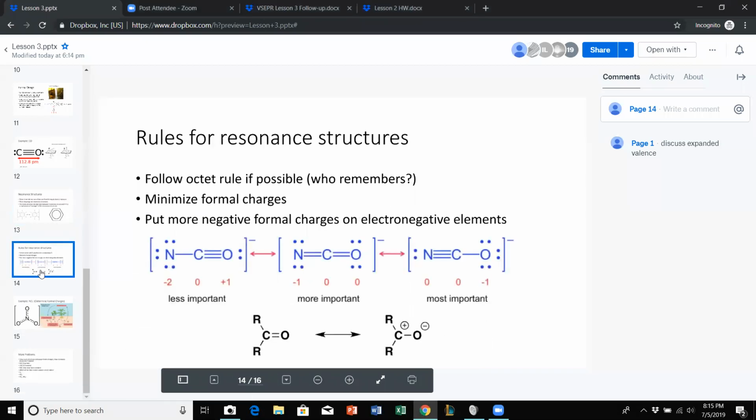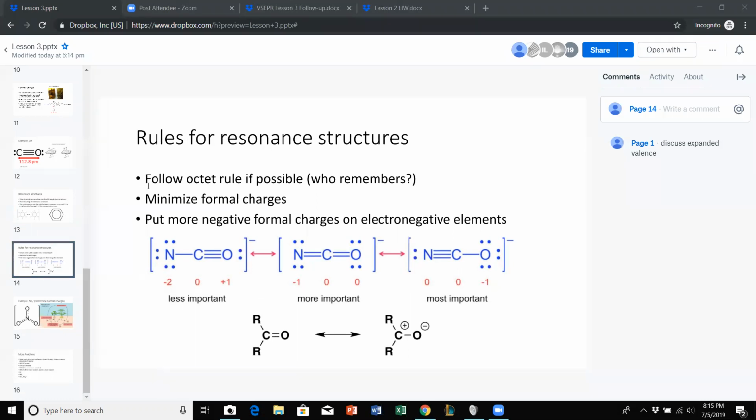So how do we determine which resonance structures are important? We need to follow the octet rule, if it's possible. Sometimes it's not, but the octet rule is the most important in this case, except for the exceptions to the octet rule. Does everyone remember the octet rule, right? Can someone just say what the octet rule is, just to make sure everyone knows? Right, okay, yeah, 8. So you want 8 valence electrons.